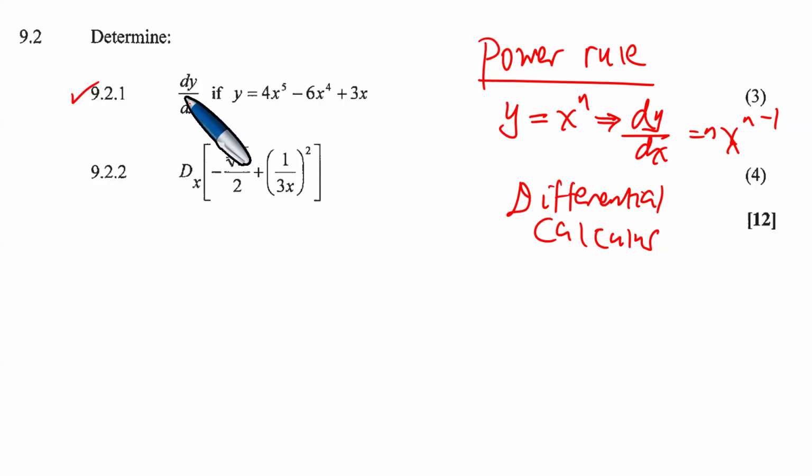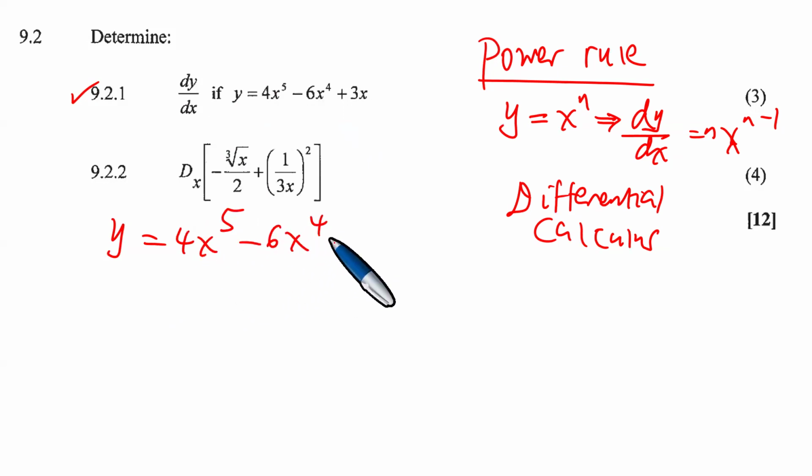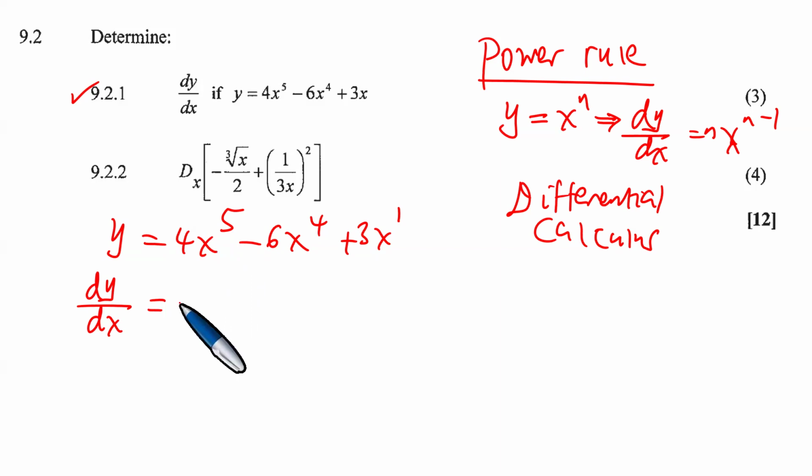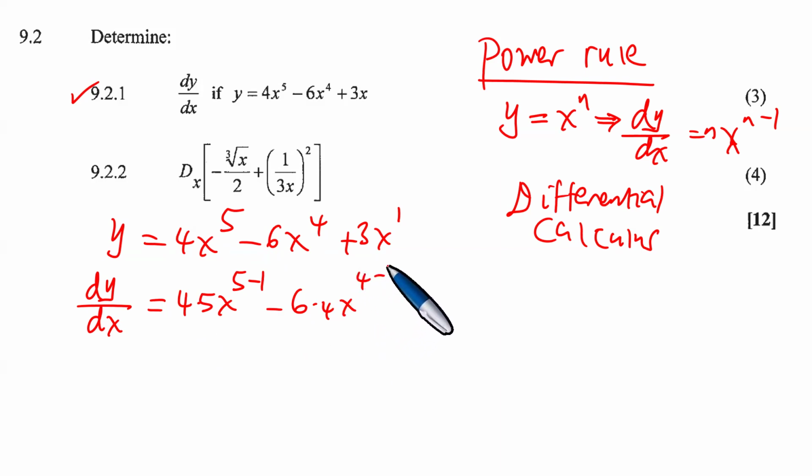Okay, how do we do dy/dx given y equals 4x to the 5th power minus 6x to the 4th power plus 3x. And there's no power on the x, so we know the power is 1. Next, we find dy/dx. What we do is we drop the power 5 and we subtract 1 from it. Minus 6, we drop the power 4, and we subtract 1 from it. The power is 1 here, so you drop the power 1 and you subtract 1 from it.